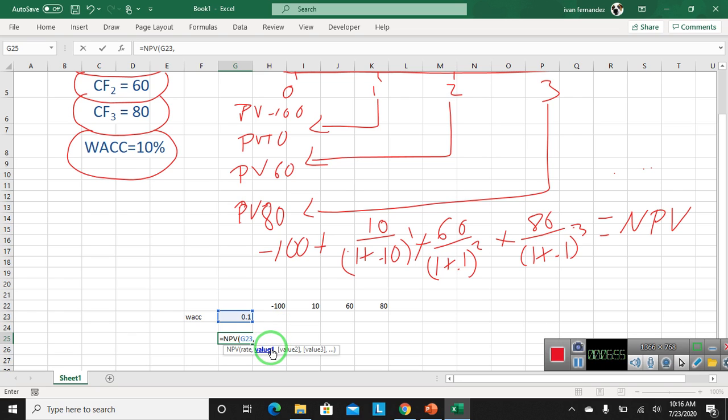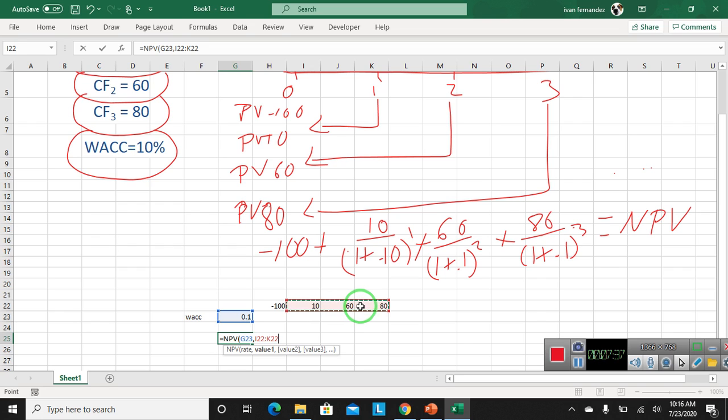You now need to select the values, but you are not going to select the negative 100. Why? Because the negative 100 happens at time 0. If you include negative 100 as part of the NPV formula, Excel thinks that the first value in the array happens at the end of the first period, and that is not true. It happens at the very beginning, today, right now. So you need to exclude 100. You do not select it. So look, you only select the 3 payments that happen in years 1, 2, and 3.